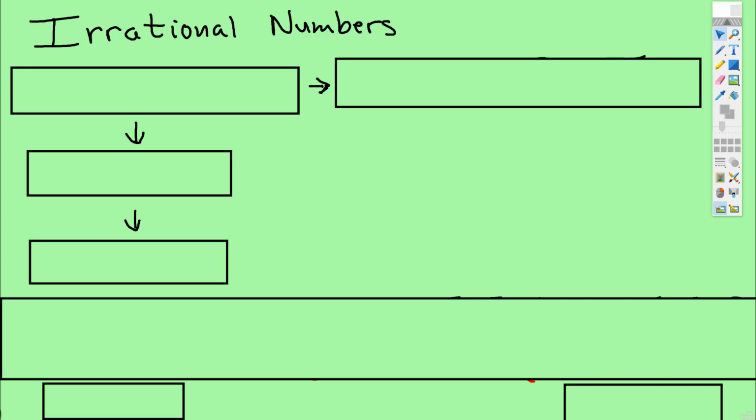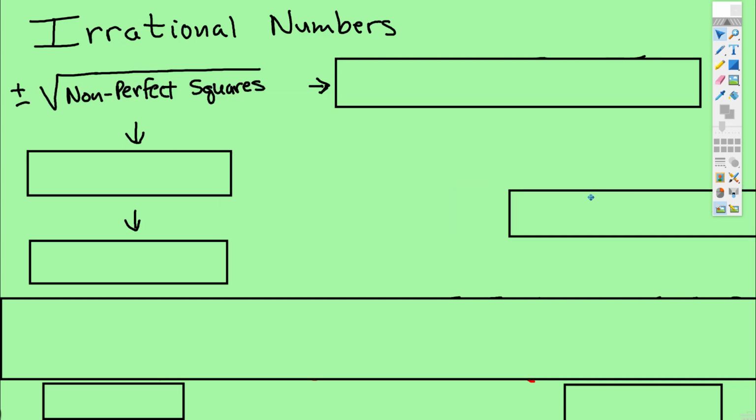Hi all, now I'm going to introduce you to irrational numbers, then we're going to work on how to perform operations with irrational numbers up until division. All right, so irrational numbers are the positive and negative, notice there's a positive and negative on the outside, non-perfect squares.